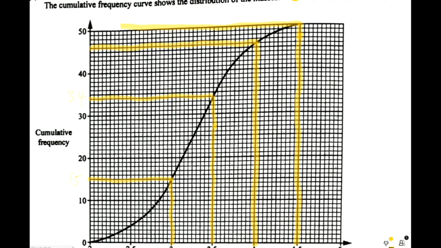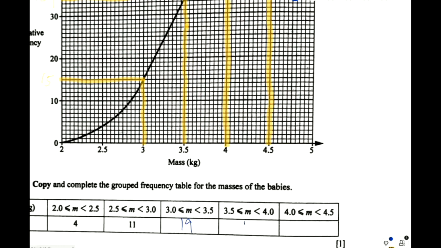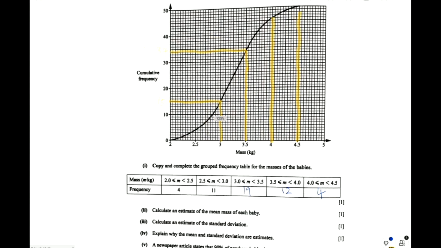And the last one is at the top. Okay, so this is 50. The other one is what? 46. 46, right? So 46 minus 34 is 12. And the other one is actually 4. Is that alright? That's how you fill in the cumulative frequency table.